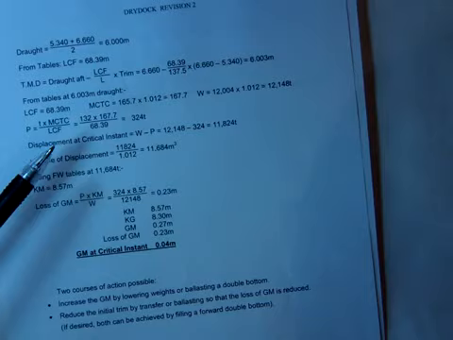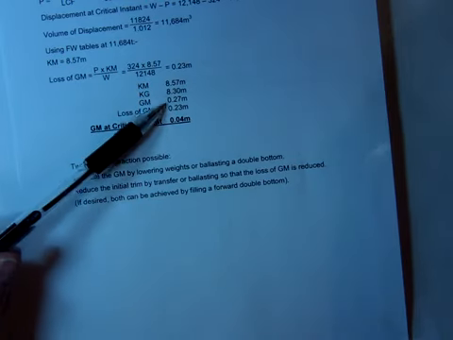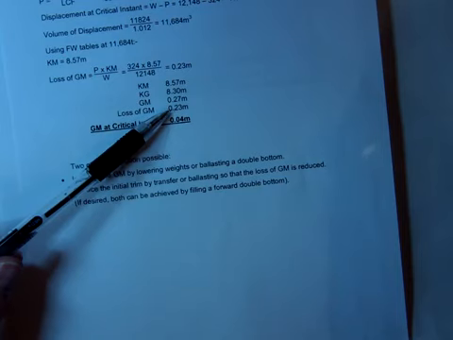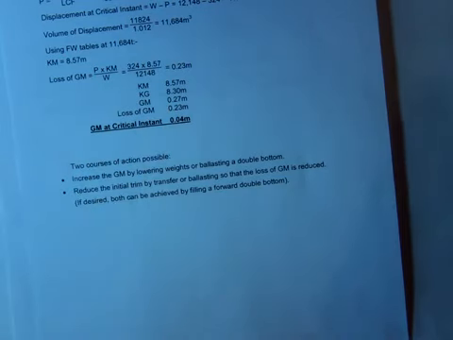Now the second part says, what can we do to perhaps alleviate the situation and make the vessel more stable? Well, two courses of action. We can increase the GM, by lowering weights or ballasting a double bottom. So in other words, get the GM bigger. So when this value here would increase, and we apply the loss of GM, therefore our GM at the critical instant will increase. And we can reduce the initial trim.